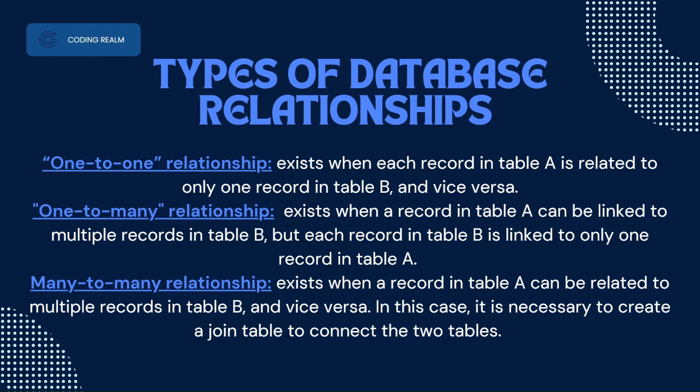Many-to-many exists when a record in table A can be related to multiple records in table B and vice versa. In this case, it is necessary to create a junction table to connect the two tables. For example, a product table can be linked to an order table. Each order can contain several products, and each product can be present in several orders. These are the three types of relationship in a database.